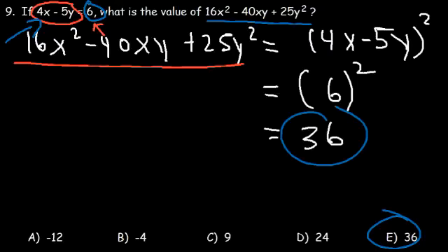So this problem is not hard if you understand it. And once you understand it, getting the answer is easy. All you got to do is square 6, and that's it, you're done. But it's the understanding that you need. Once you understand what to do, then math becomes easy.